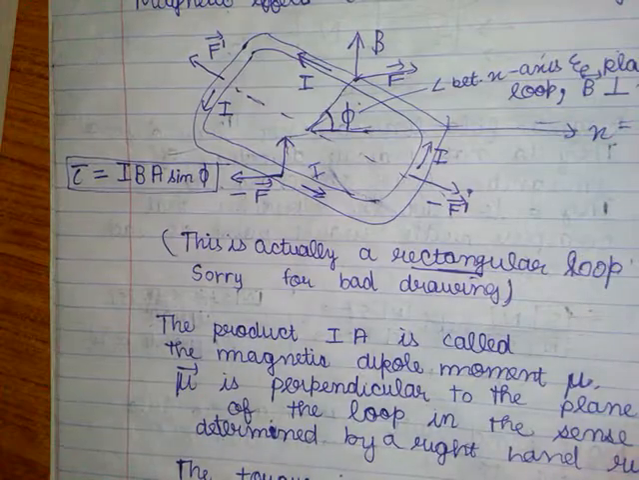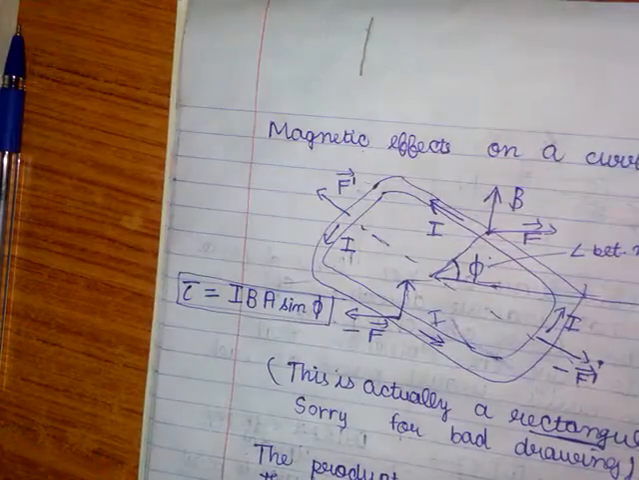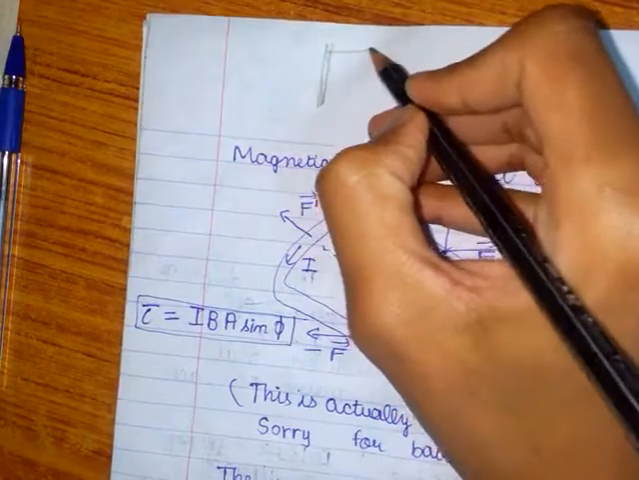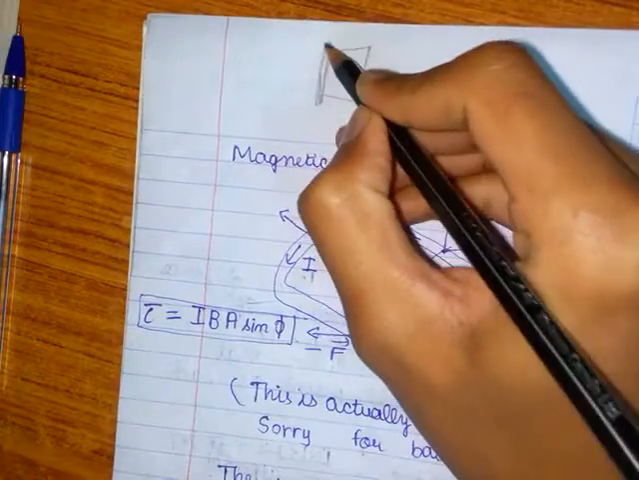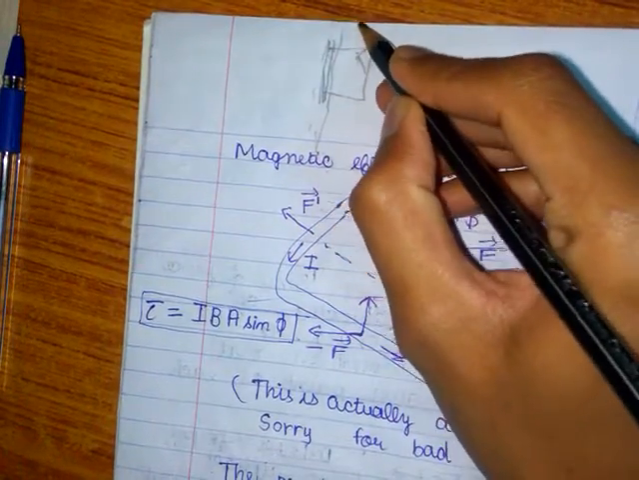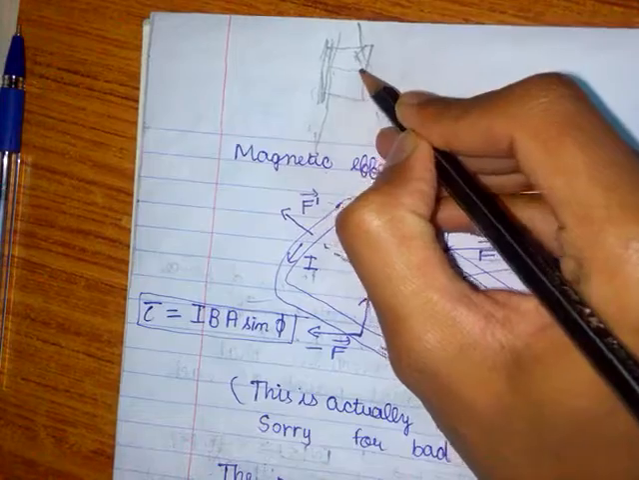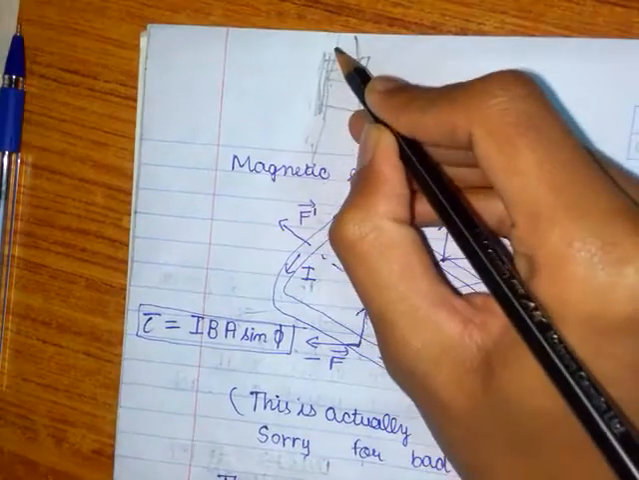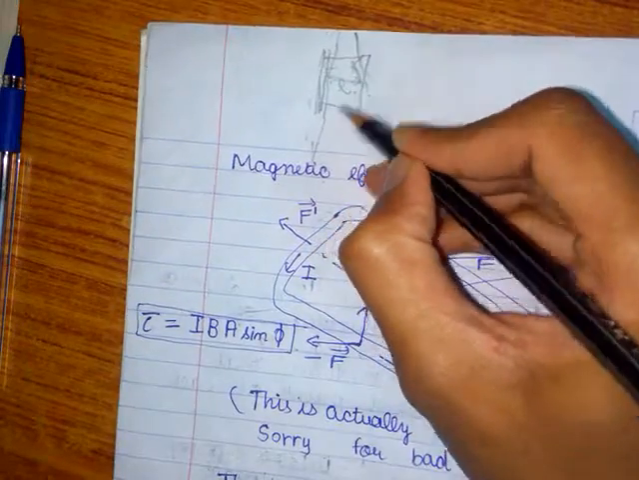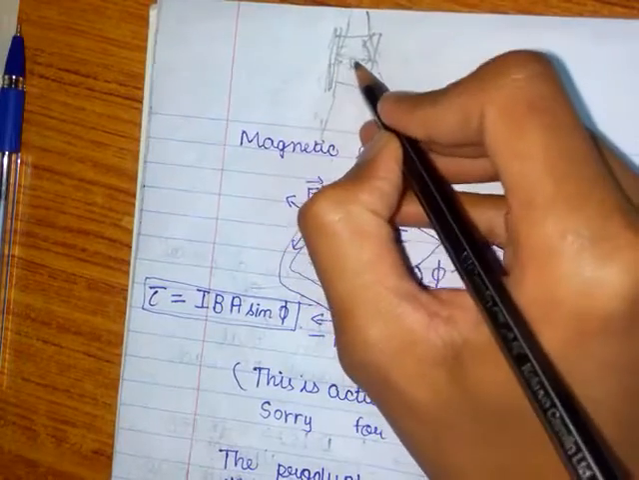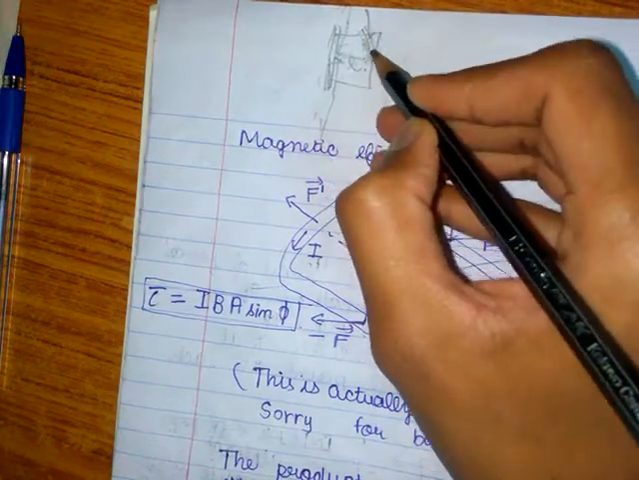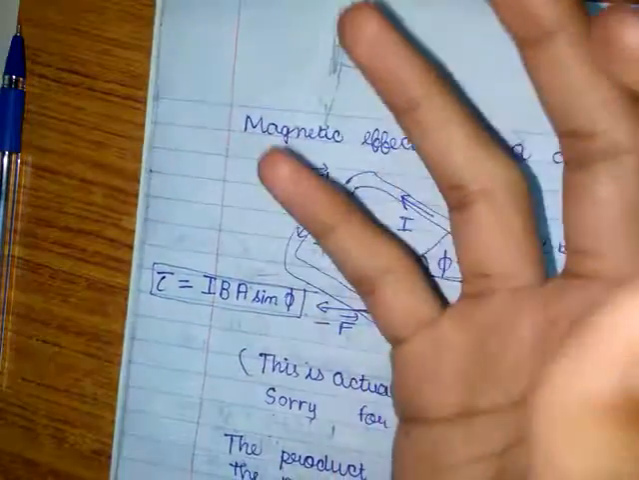To clarify, let me do something. First of all, let me revise torque again. This was that gate. Again, this is the rotation axis, and this is the line of application of force, and this is the distance between the axis of rotation and the line of application of force, called the lever arm. And we saw that when the lever arm is greater, the torque produced by the force is greater and it's easier to rotate that object.